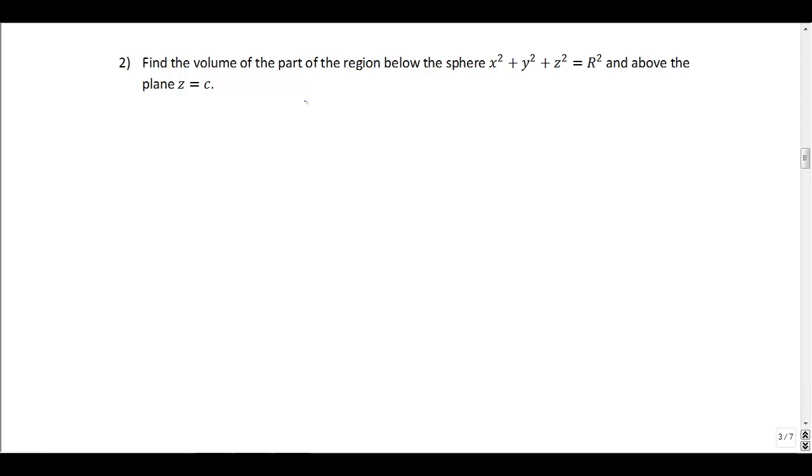For this problem, we want to find the volume of the part of the region below the sphere, x squared plus y squared plus z squared equals r squared, and above the plane z equals c. So first thing, let's draw a picture of what's going on here.